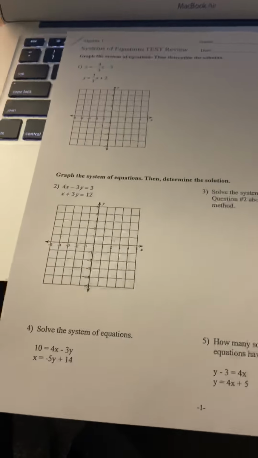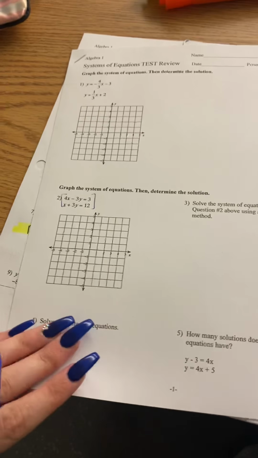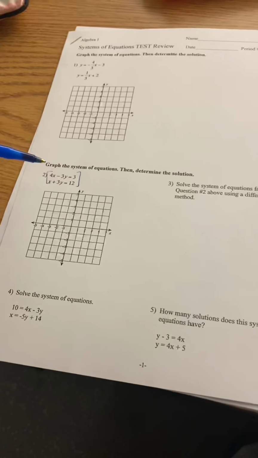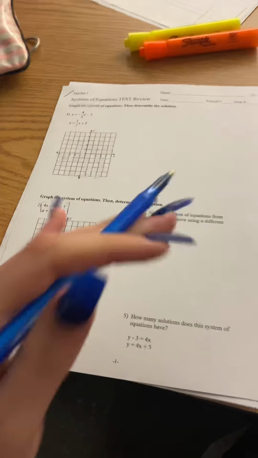Now, number 3, I need you to, right now, immediately read this and see what's going on, because a question like this is going to be on your test and I don't want you to be confused. It says solve the system of equations from question number 2 using a different method. This is the system from question number 2 right here. Since it's saying to work with these equations now, something like this is going to be on your test, so I'm just trying to give you the most crystal clear direction that I can. We're going to solve this system using a different method.